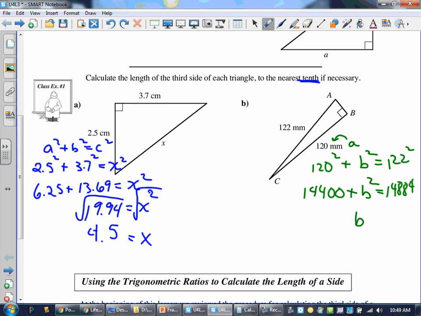Okay, so B squared equals 484. You will enjoy Billy's laughter even while she's not here.